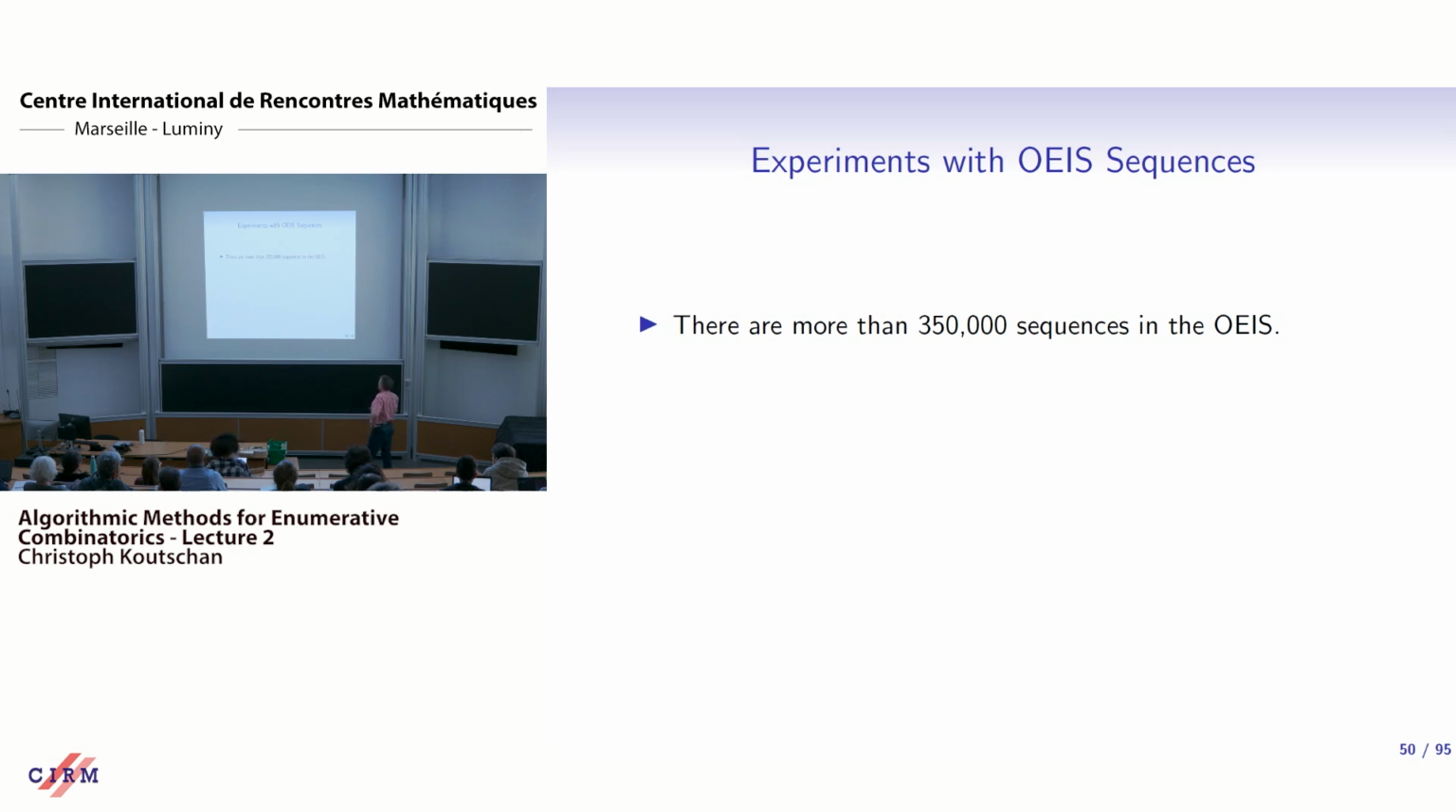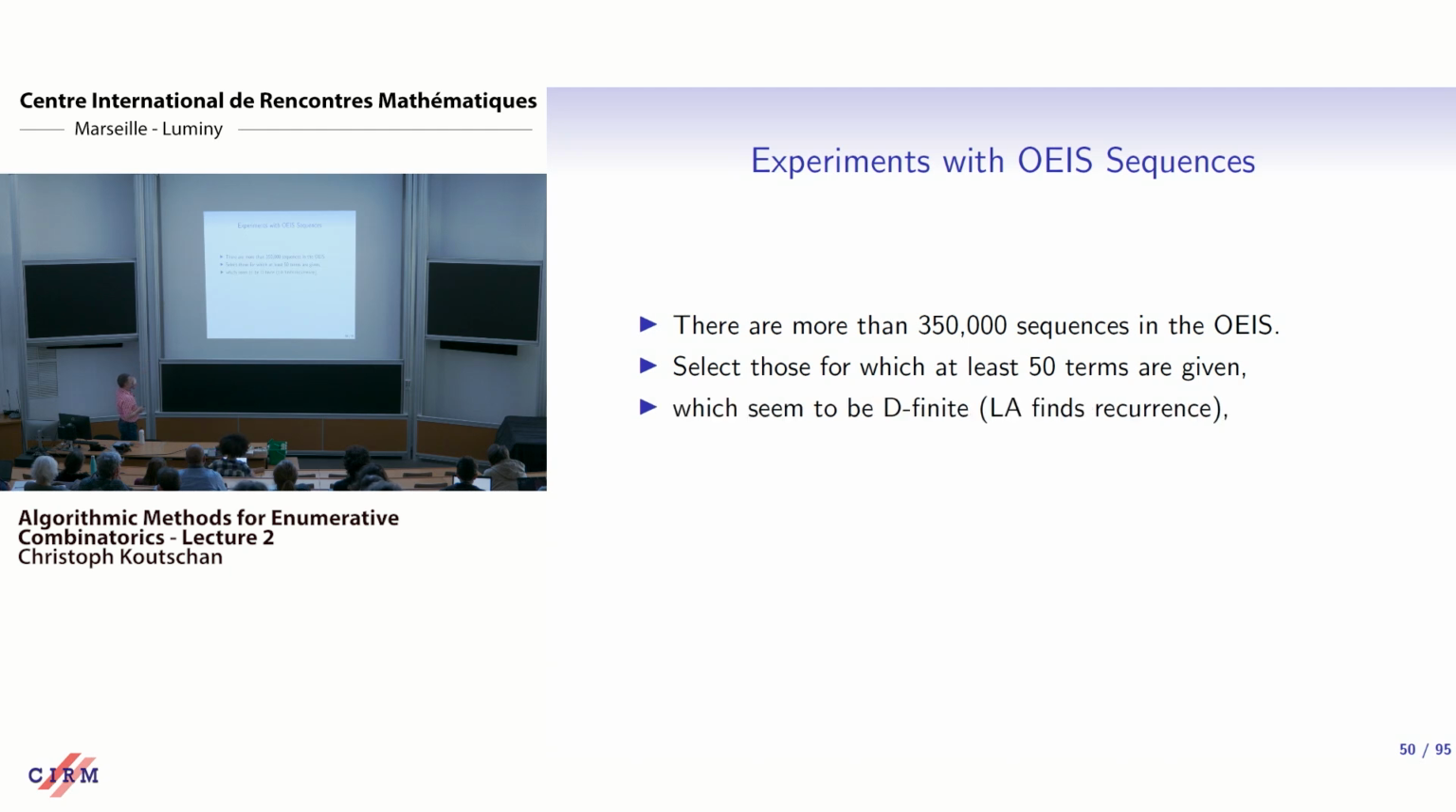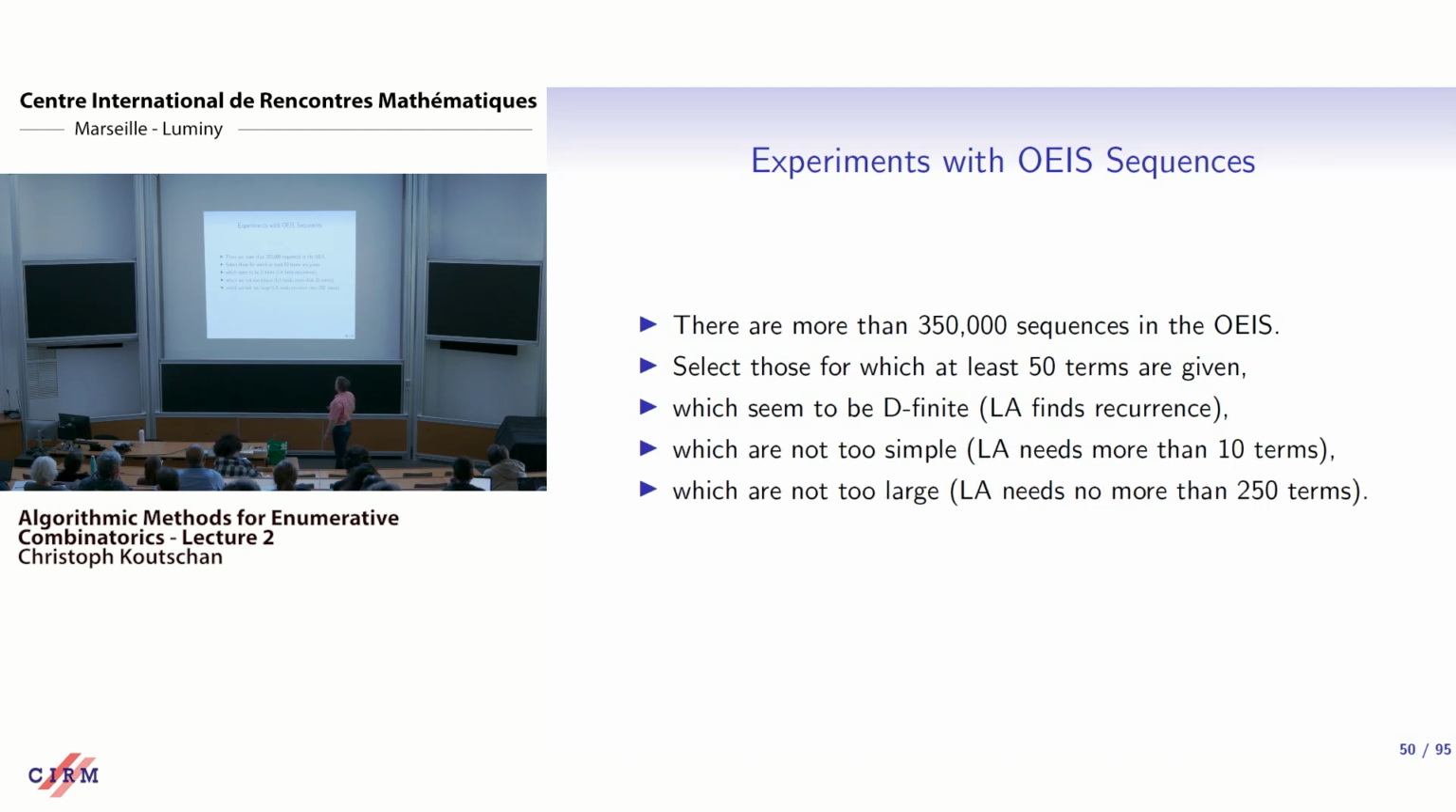Okay, so then there are some experiments with OEIS sequences. We applied this algorithm to all 350,000 sequences in the OEIS. This was to get an idea how much gain we can expect on average. So we try to identify examples that we can test on. We look for sequences that have at least a significant number of terms and which seem to be D-finite, so we can find the recurrence with classical guessing, but that are not too simple and also not too large, because then this algorithm takes too long.